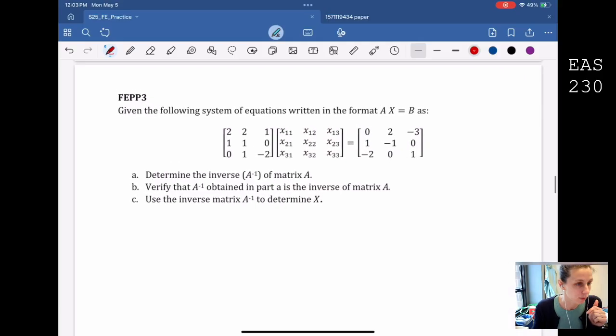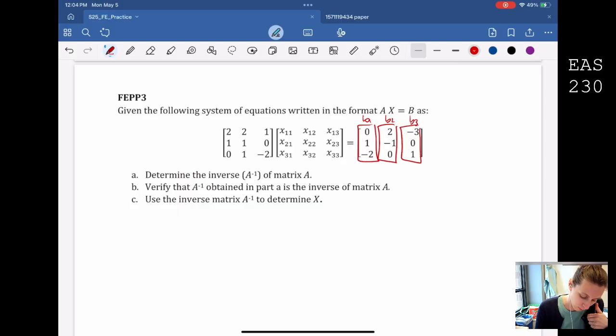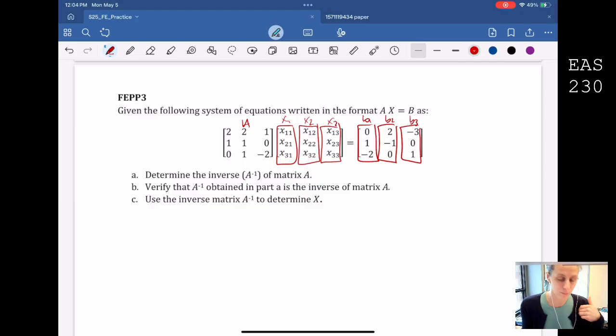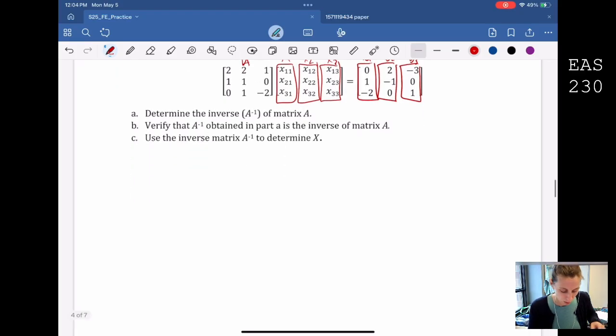Problem number 3. Given the following system of equations written in the form of Ax equals B. So this is a weird way to see it, but really we just have 3 b vectors. You can think of b1, b2, b3. But this is still A. This is our first x vector, second x vector, third x vector, x1, x2, x3. But it's really just 3 systems of equations. Determine the inverse of A.